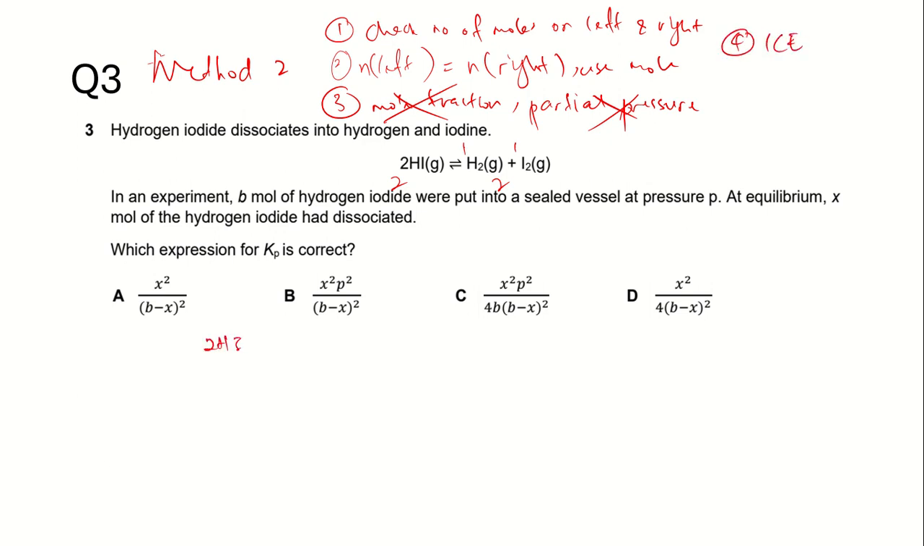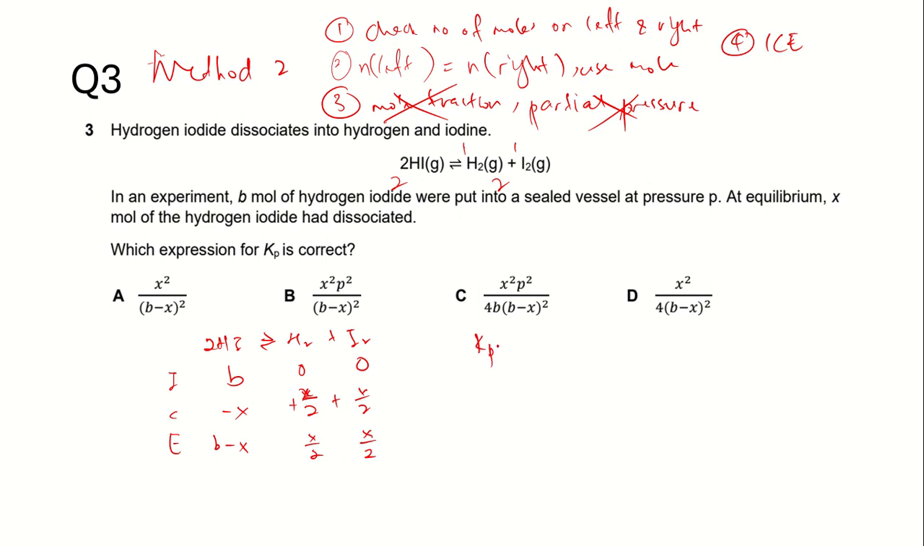So 2HI forming H2 and I2. So ICE. Still start with B, number of moles of HI, 0 mole of H2, 0 mole of I2. Change is still minus X, this is still plus X over 2, plus X over 2. At equilibrium, the number of moles of HI is still B minus X, H2 is still X over 2, iodine also X over 2. Now I promise you no mole fraction, no partial pressure. We are going to use number of moles for Kp.